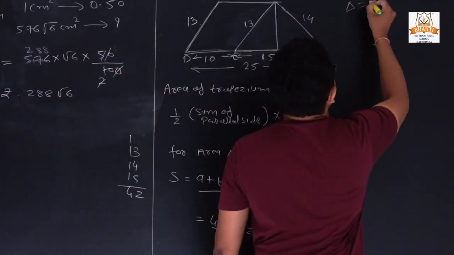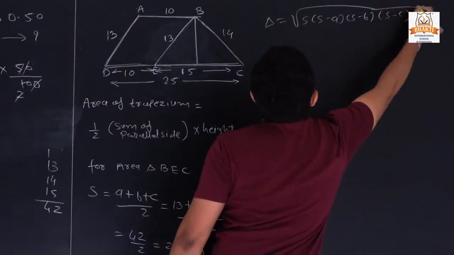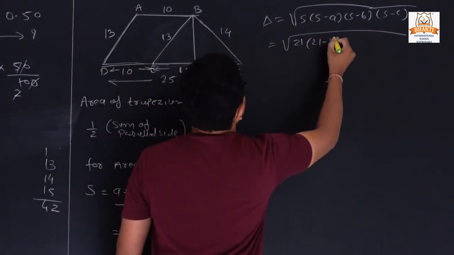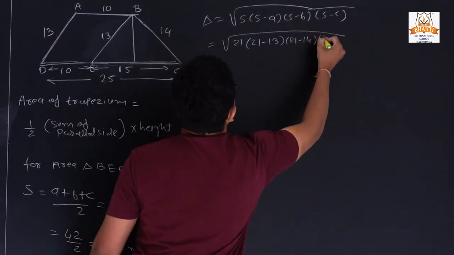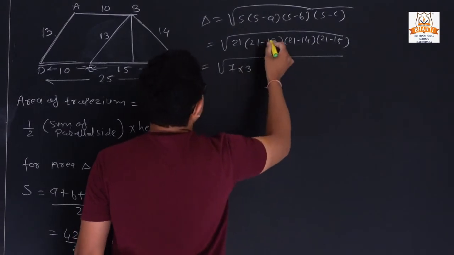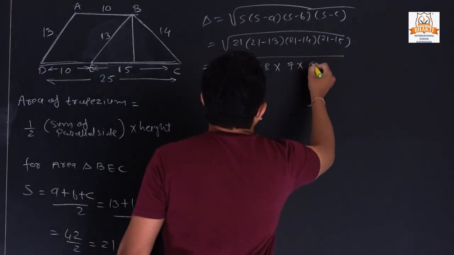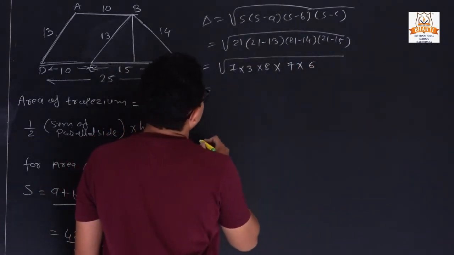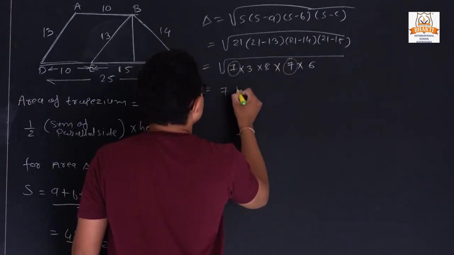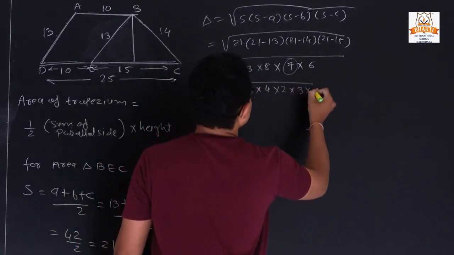Now the area is equal to the square root of s into s minus a, s minus b and s minus c. What is s? It is 21. Then 21 minus 13, 21 minus 14 and 21 minus 15. 21 means 7 threes are 21. So it is 8, 7 and 6. Now make pairs. We have a pair of 7 and 7, so we can take 7. Here 3 is as usual. 8 means 4 twos and 6 means 3 twos.